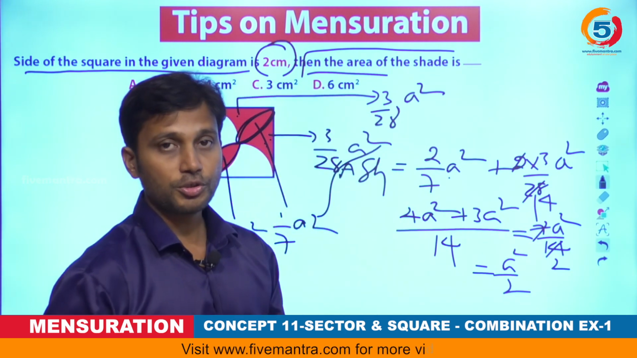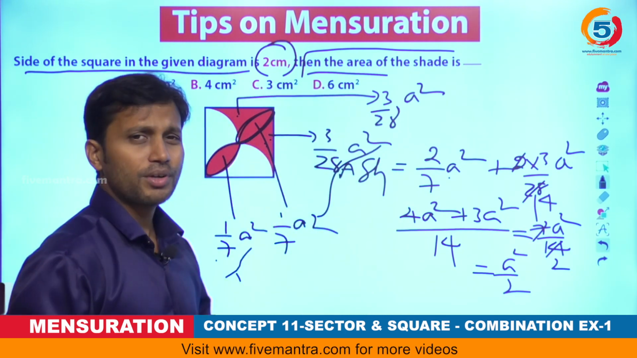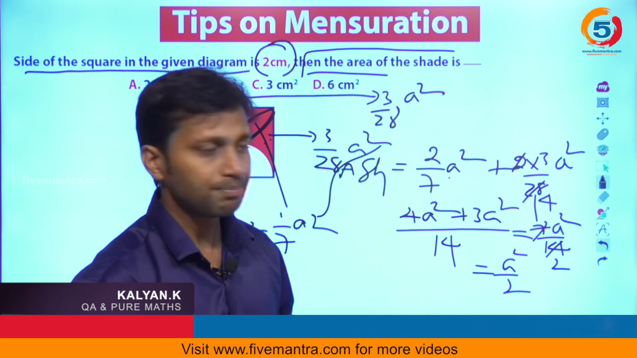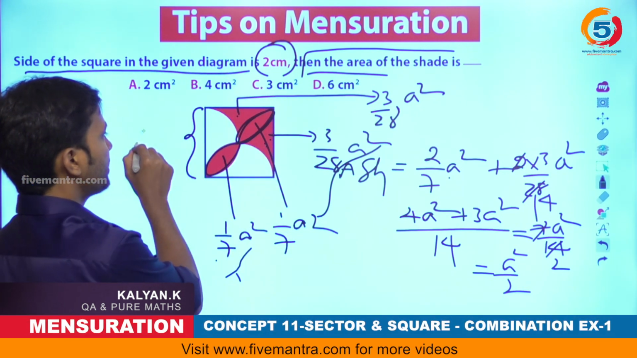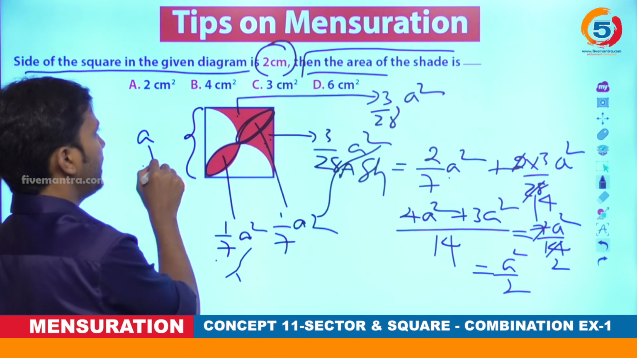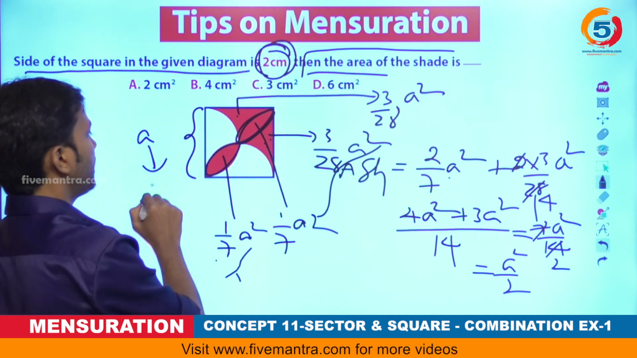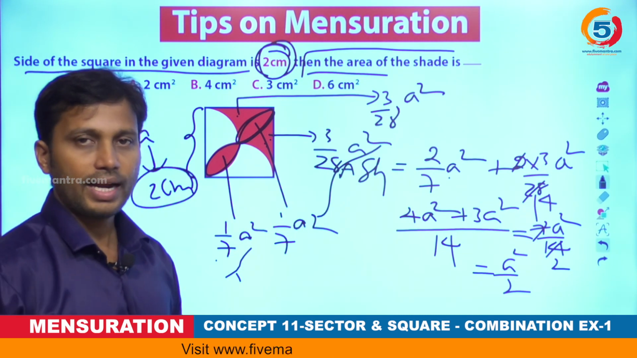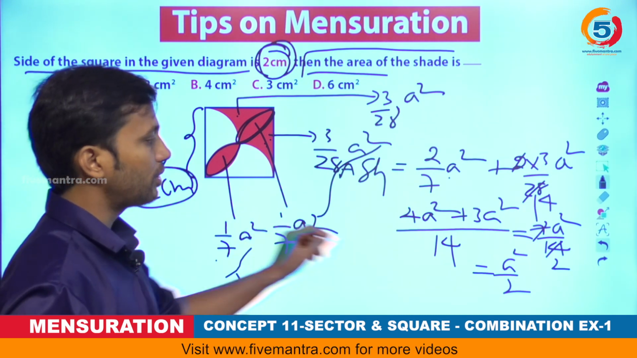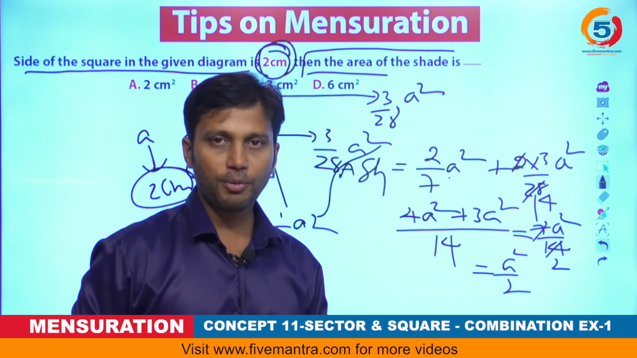Here don't substitute the value in the beginning because the problem becomes clumsy. Here the value of a is given. Here this is a side, or not? So the value of the side is given as how much? 2 centimeters. I haven't substituted that in the beginning. At the end of the analysis we can directly put the value into that. Getting my point or not?